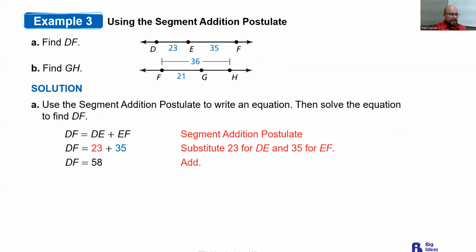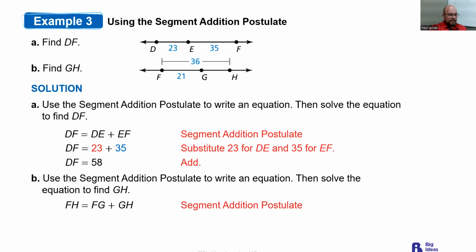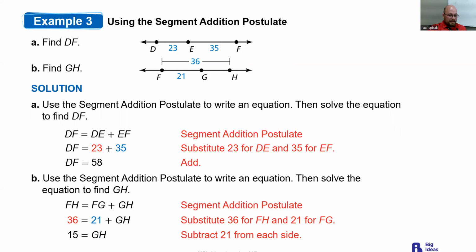Same thing for GH. They gave us two lengths. They gave us the overall length, and they gave us the length of FG. We can subtract those to find that missing piece. So we're going to take the entire thing and set up our equation. Notice they set it up the same way. They plug the values in, and then through subtraction, because we're going to subtract that 21 from the other side, we're left with 15. That is our other value. So GH is 15 units long.